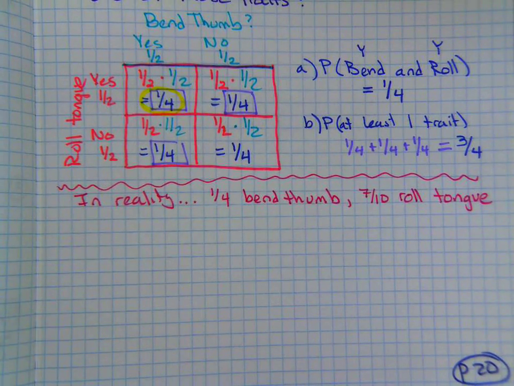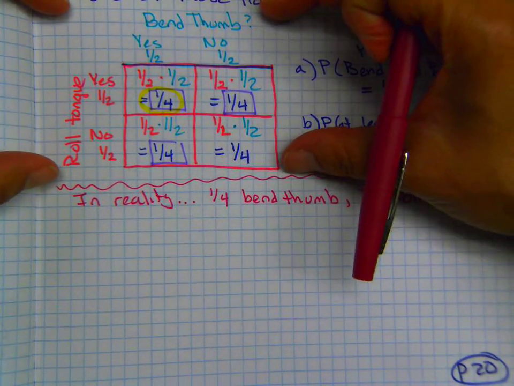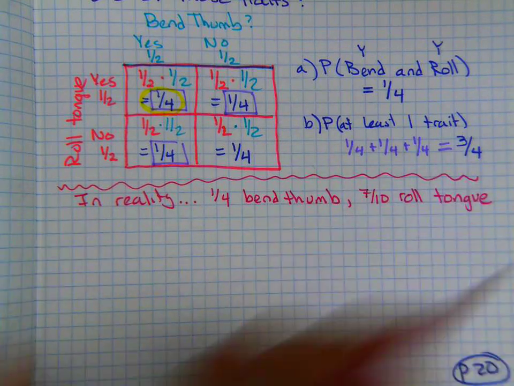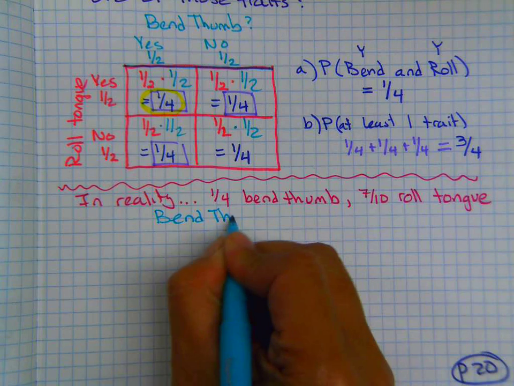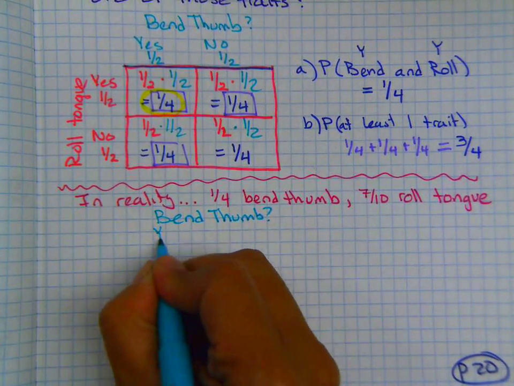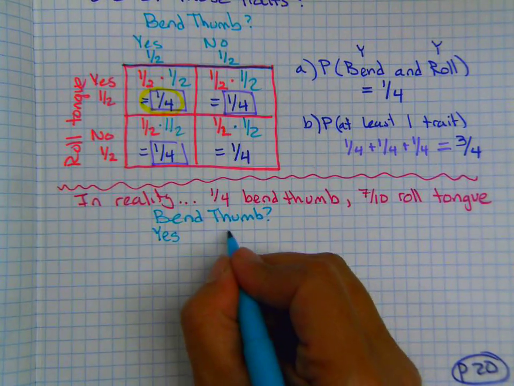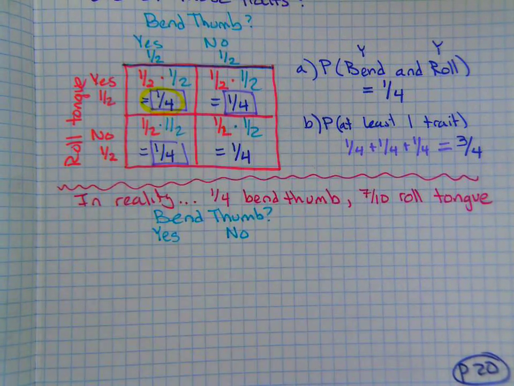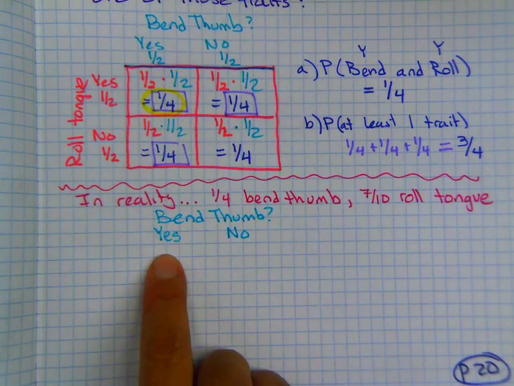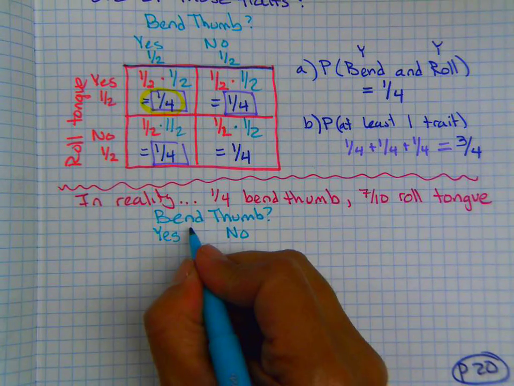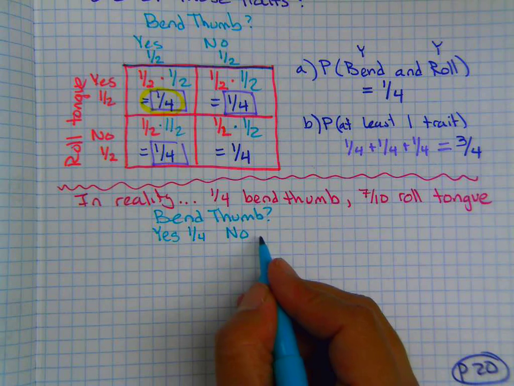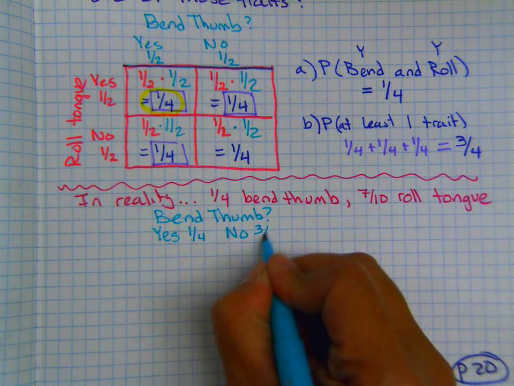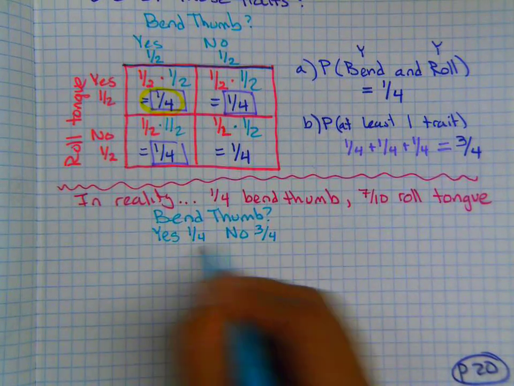What I'd like you to do is we're going to create the same area model, but the numbers are going to change. So we're still going to have bend thumb. We're going to ask that question. So the proportion of people that say yes is different than above. All right, so what is it? The proportion of people that can bend their thumb is 1/4. If 1/4 of the population can bend their thumb, then what percent or what proportion cannot? Well, that would have to be 3/4, because these two numbers have to add up to 1.